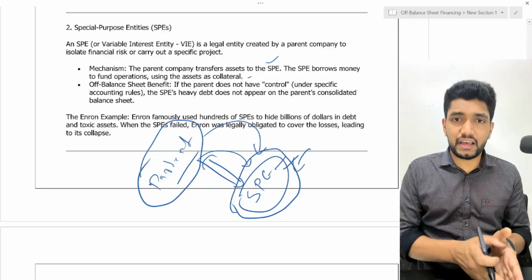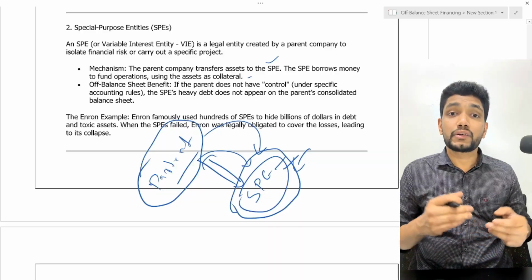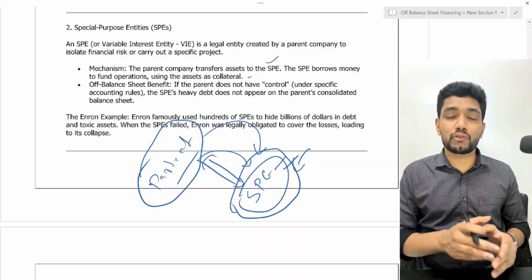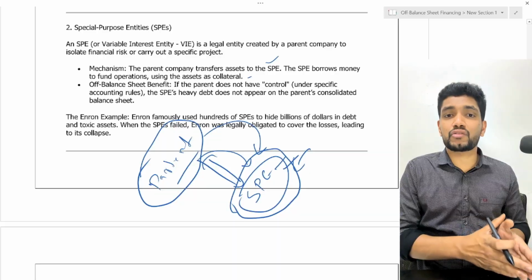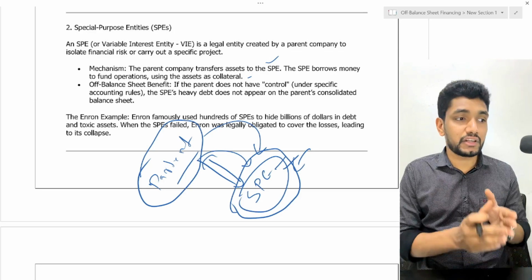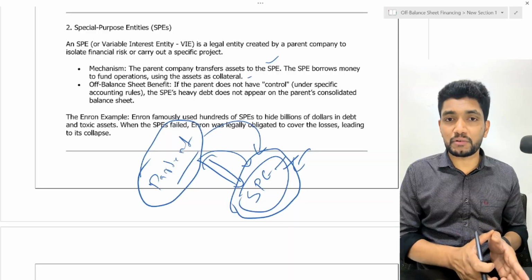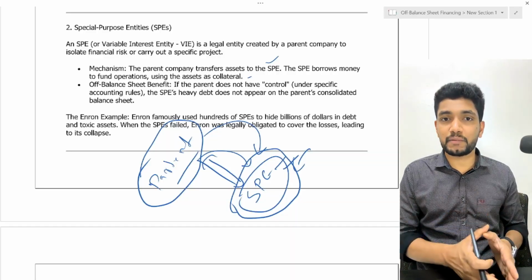Again, this is a legal way to transfer its own risk to a special purpose entity. If you are using a special purpose entity in your business operation, you should disclose it in your company's financial statements as a footnote.